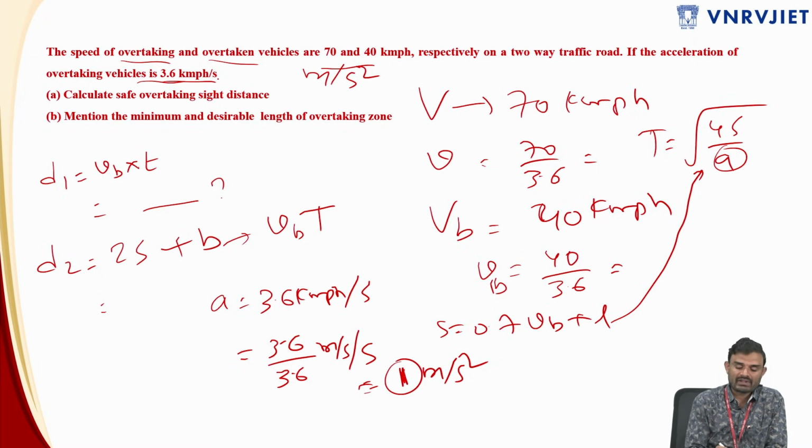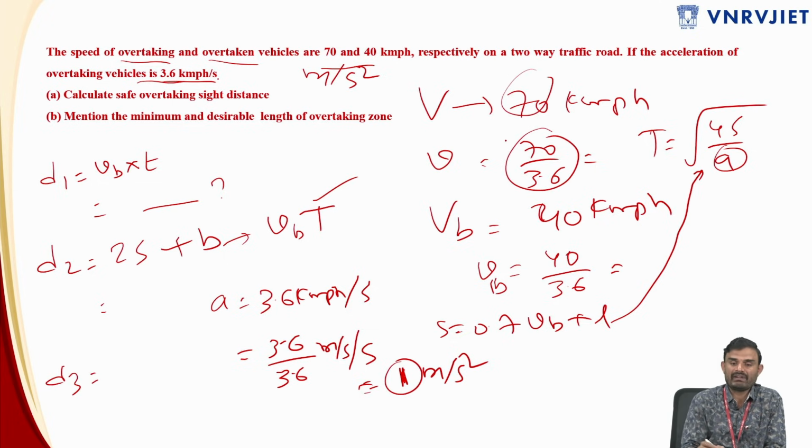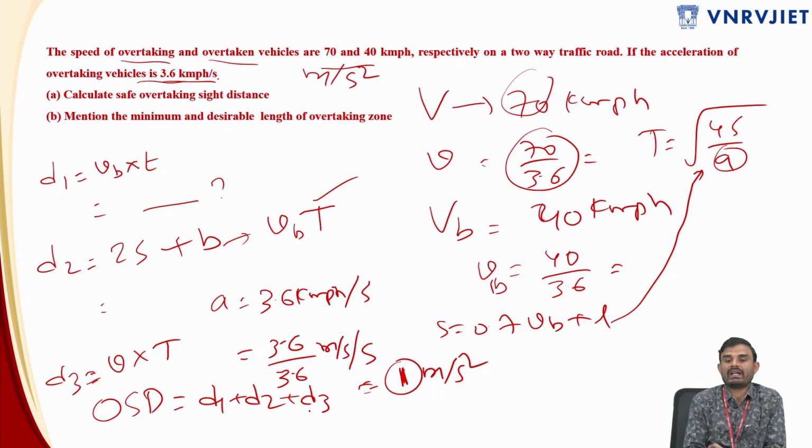After that you are done with D2, as you have got the value of capital T here, and similarly you have to take the value of D3, which is V, that is 70 divided by 3.6. You substitute the value of V over here multiplied by capital T, and you are going to get the value of D3. Once you get the values of D1, D2, D3, you have to add all of them, D1 plus D2 plus D3. Again, the condition is it is a two-lane, two-way traffic because it is not mentioned.